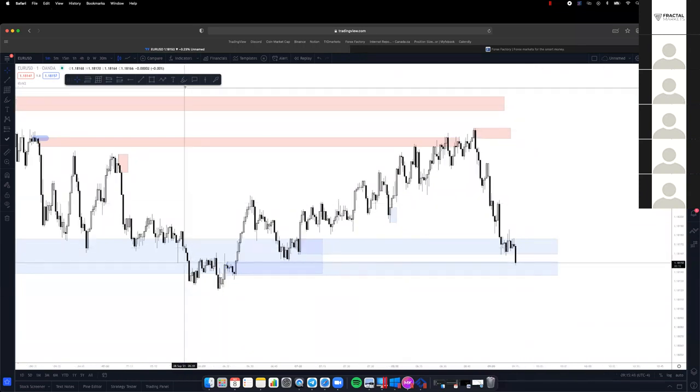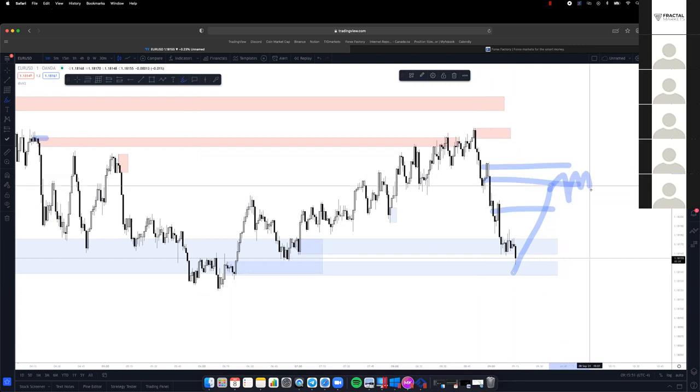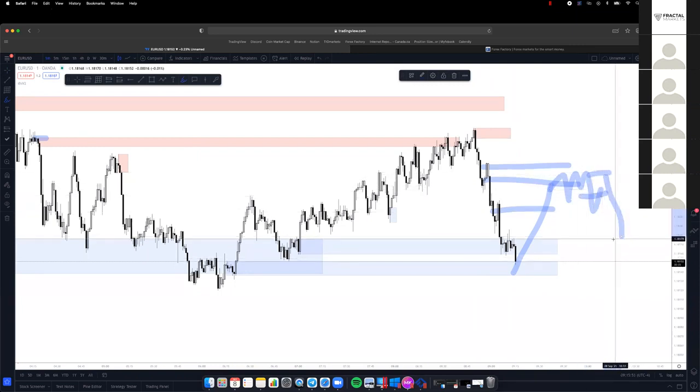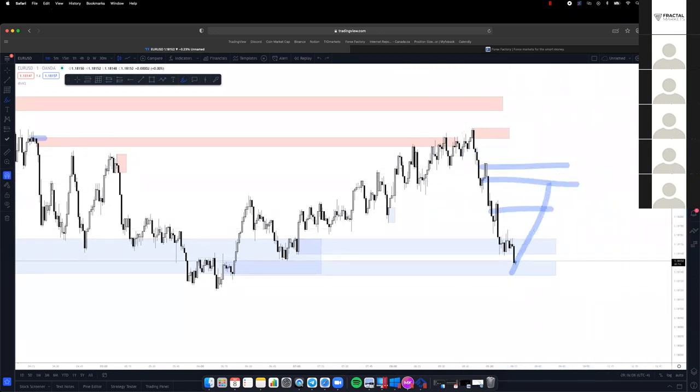The other thing too is, let's say we got a reaction through this and we came up and we broke all this structure, but we get a change of character at one of these unmitigated supplies. Well, that means that supply is still in control of the market, right? Because demand needs to hold throughout the entire market structure. If we end up breaking one of them at a supply level, that means demand is not actually in control. So let's be patient.